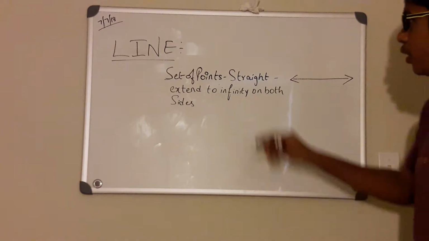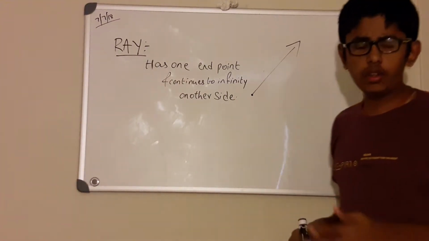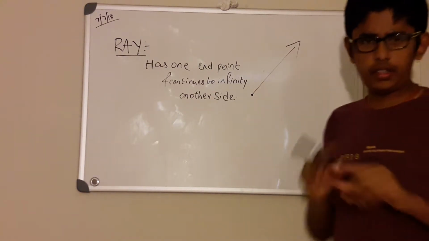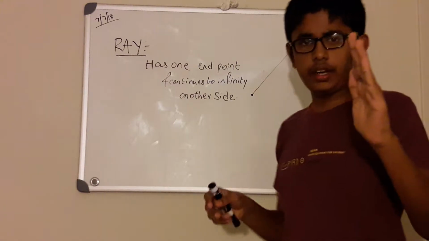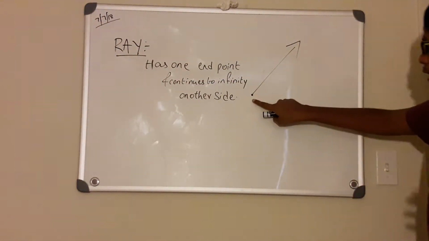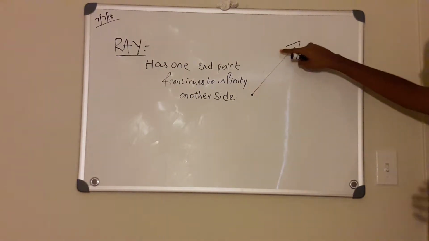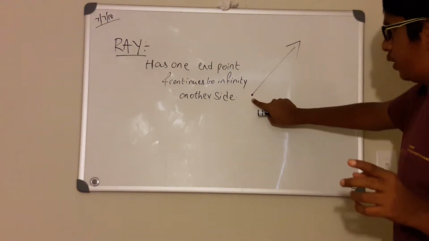Now let's talk about the ray. A ray is a set of points which are straight, as I told you about in a line, but it has one endpoint on one side and on the other side it continues to infinity. As you can see here, one endpoint is on one side and on the other side it continues to infinity. So it does not stop on this side, but it stops on this side.